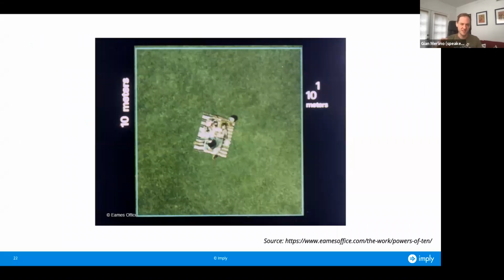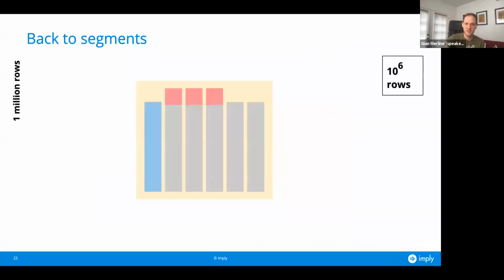So the next thing we'll talk about, we're back at the picnic blanket in the park, and we're going to start zooming into the segment and see what happens inside. So let's say that we do have a query that has to hit every segment. We need to blast through them all as quickly as possible. How do we do that without falling apart? So back to segments. Let's talk about that.